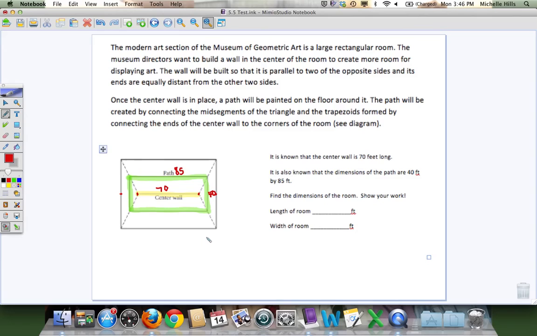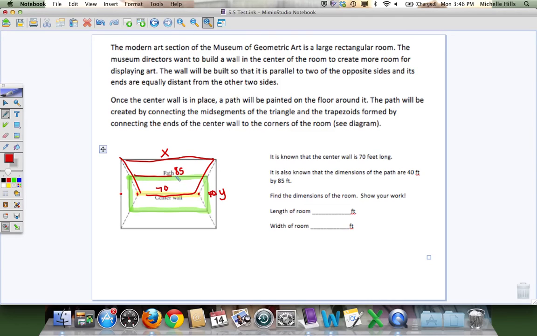So when I want to find the length of the room, and I honestly don't care what you call the length and what you call the width, as long as you showed me the correct work and you had the correct answers, I could live with it. I labeled this wall length x, and this wall length y. Well, to find x, I'm looking at this trapezoid.